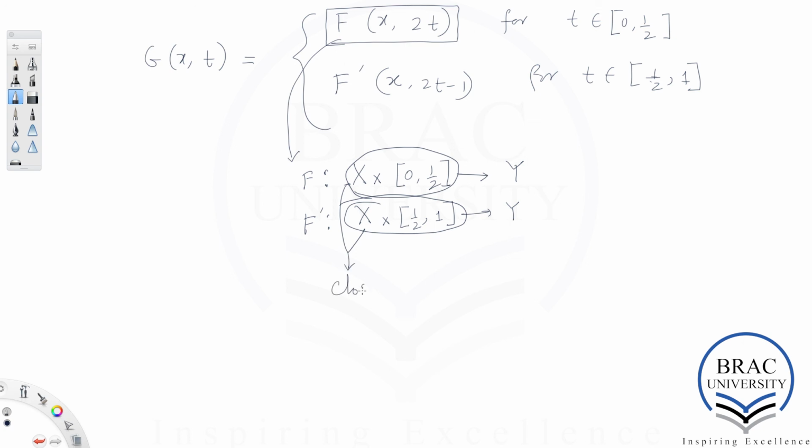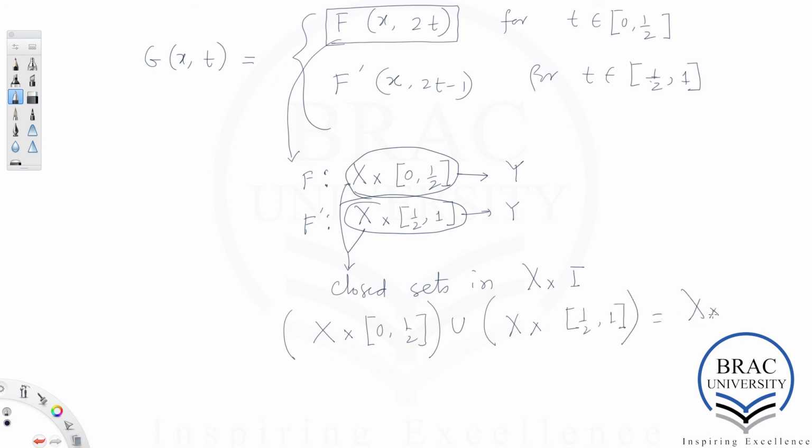They are both closed sets in X cross I, and we also immediately see that X cross 0, 1/2 union X cross 1/2, 1 is equal to X cross I. Okay, and also check that the intersection of these two sets is X cross this singleton 1/2, right?